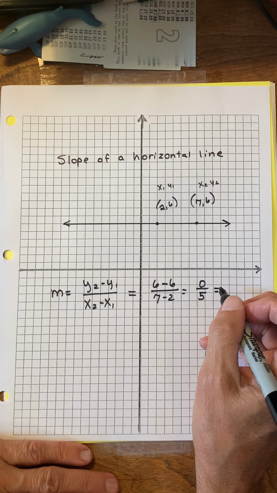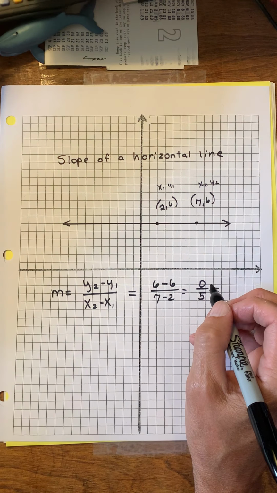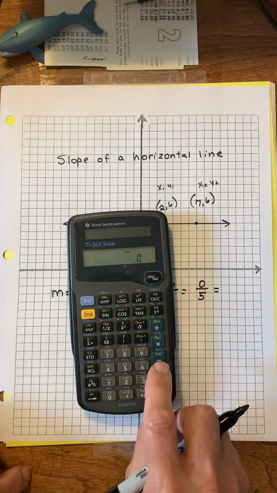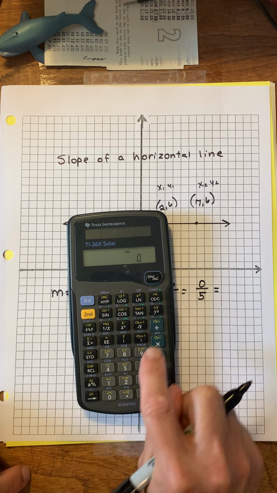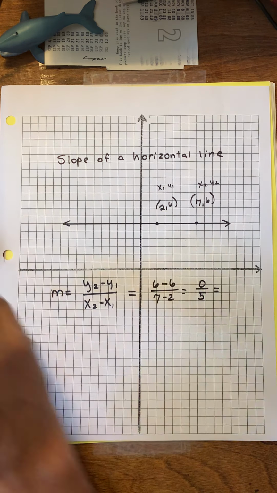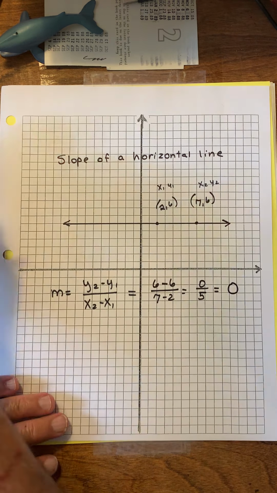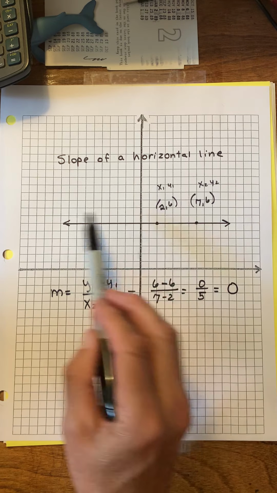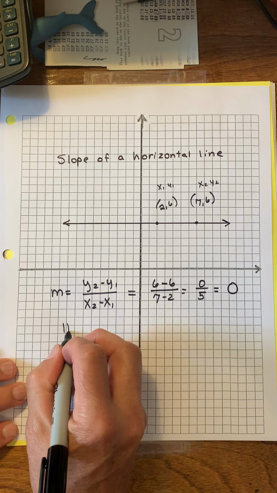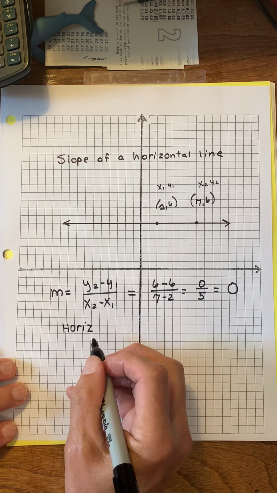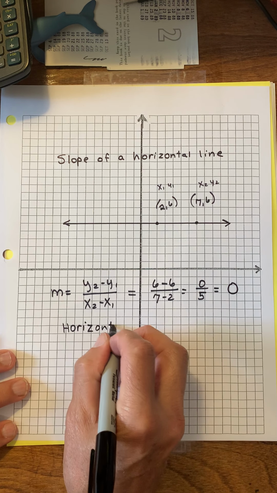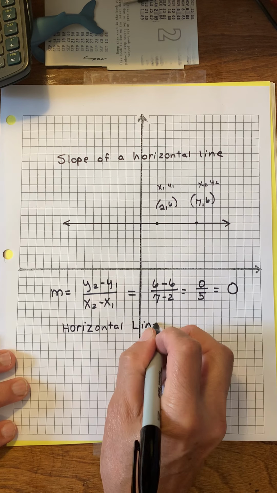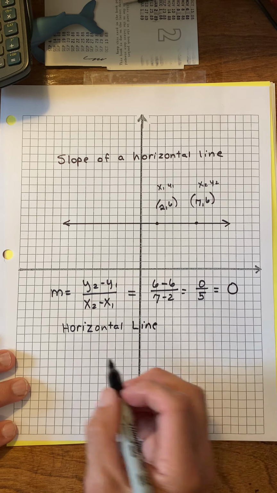Now here's where you either hopefully remember, or you can always use your calculator to find 0 divide 5 is, what do you know? It's 0. So the slope of this horizontal line, in fact, the slope of every horizontal line is going to be 0. So let's sum up the concept about horizontal lines. We've talked about them in the last 2 sections. Horizontal lines have a slope of 0.